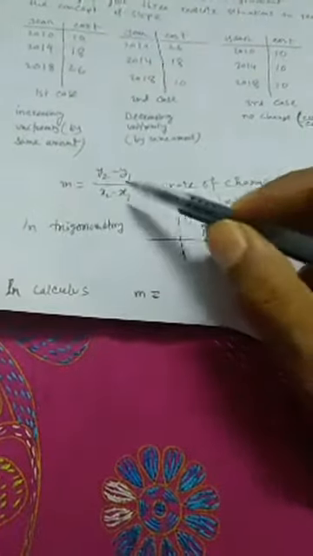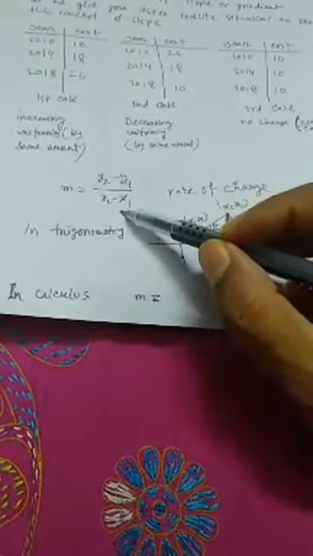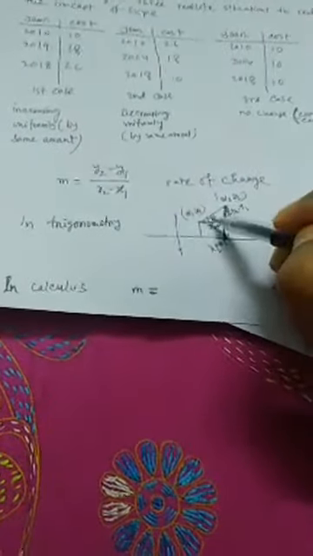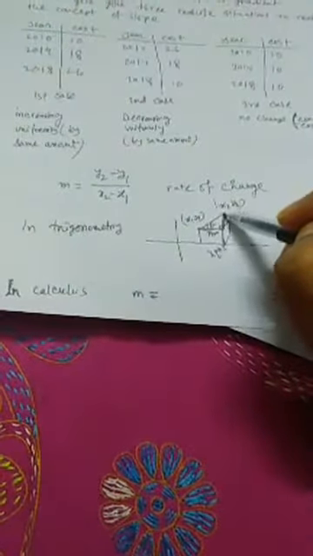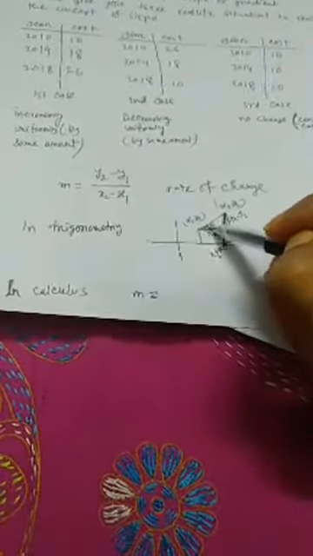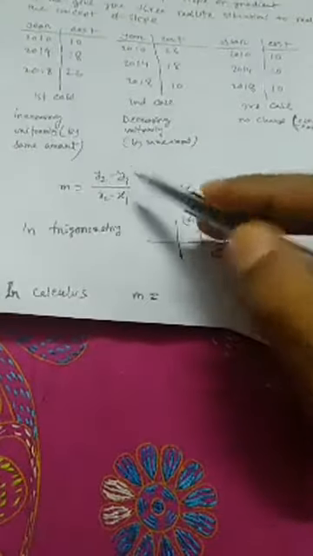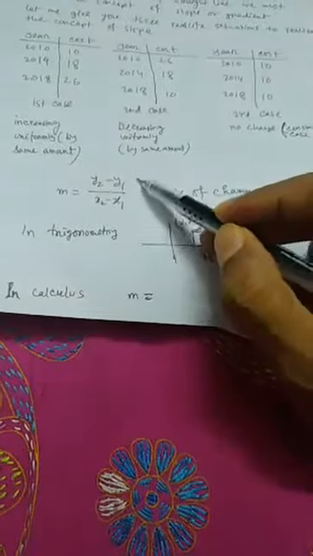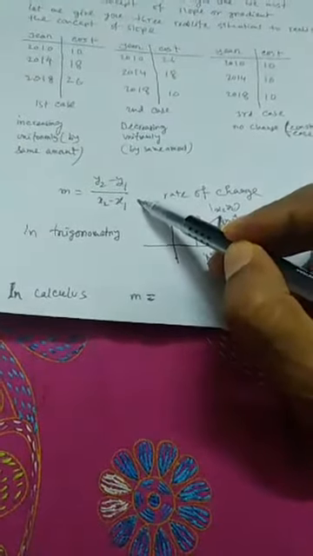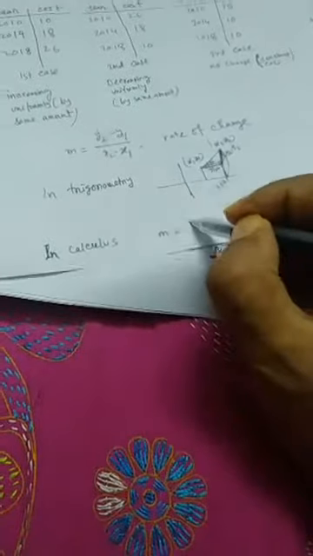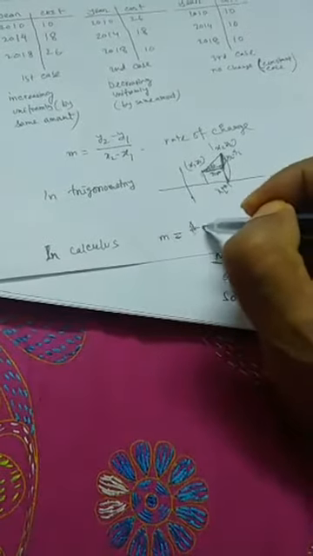And the formula is y2 minus y1 by x2 minus x1. So with respect to this angle theta, this side is opposite and this side is base. So this formula is nothing but opposite by base, which is actually tan theta. So m in trigonometric form is tan theta. So I hope you understood.